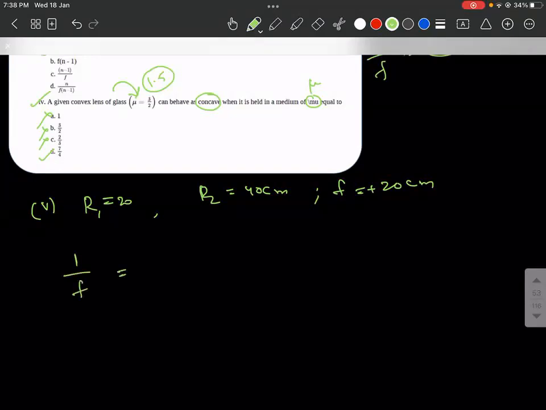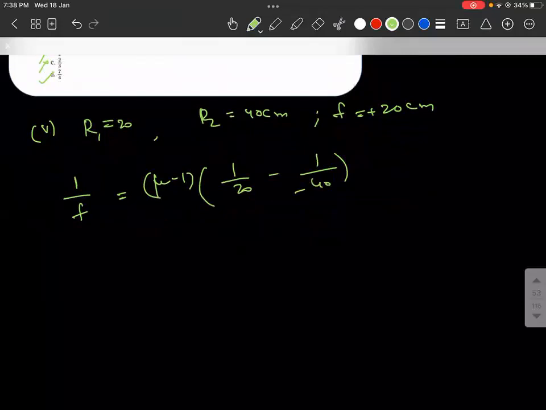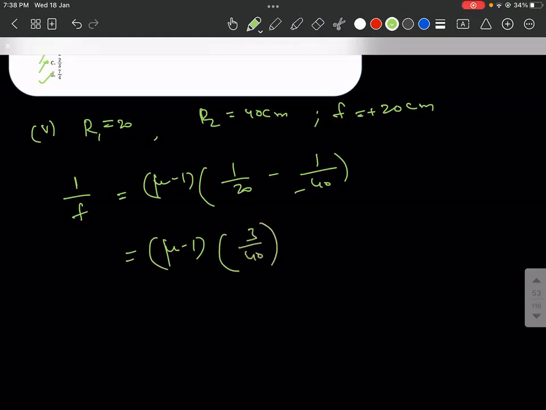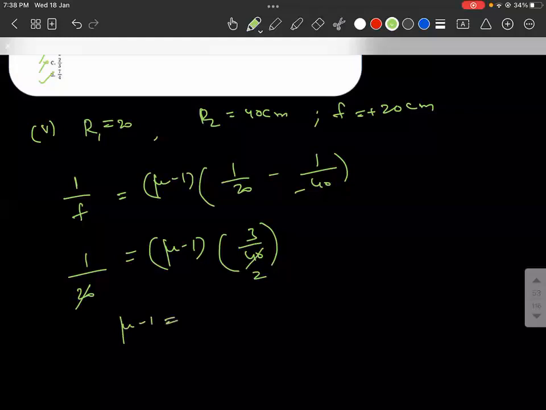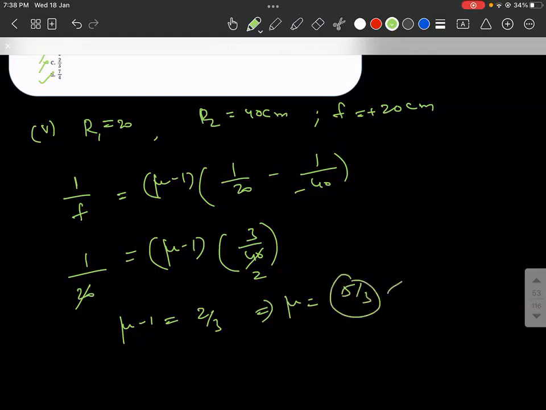So 1 by F is equal to mu minus 1 into 1 by 20 minus 1 by 40 with a negative sign. Can I take it like this? Did you understand why you put a minus sign there? Yes, sir. So mu minus 1 into 1 by 20 plus 1 by 40, that is 3 by 40. So 1 by F is 1 by 20. This goes 2 times, so mu minus 1 is equal to 2 by 3. Mu will be equal to 1 plus 2 by 3, that is 5 by 3. Is there an option? Yes, sir. 5 by 3. Yeah, that's the answer.